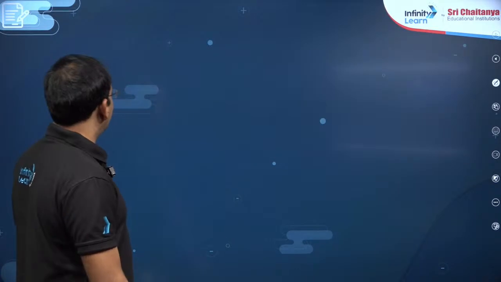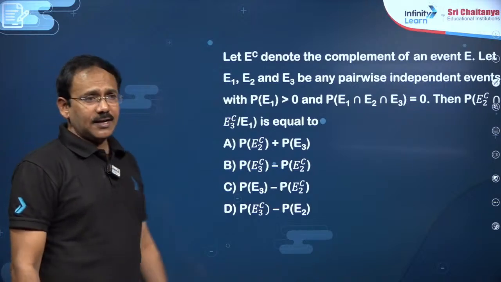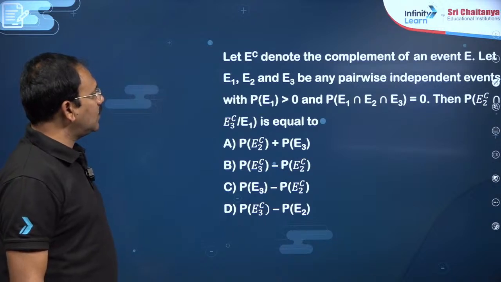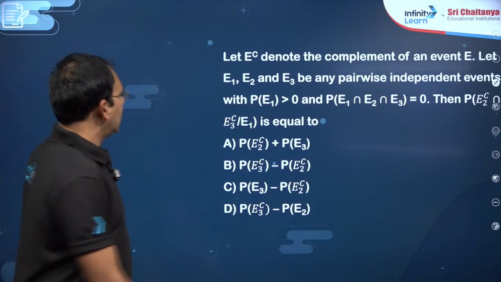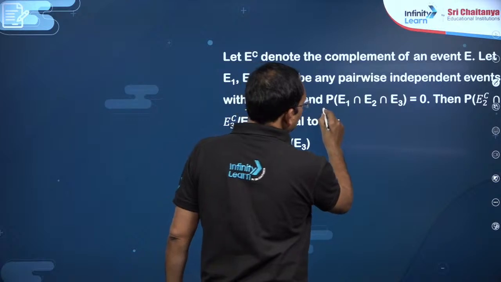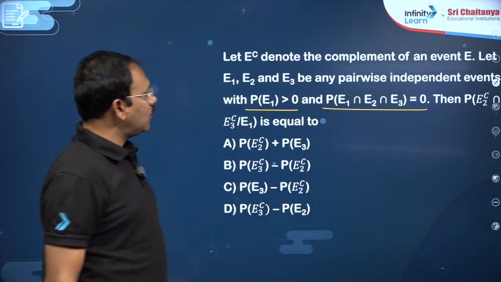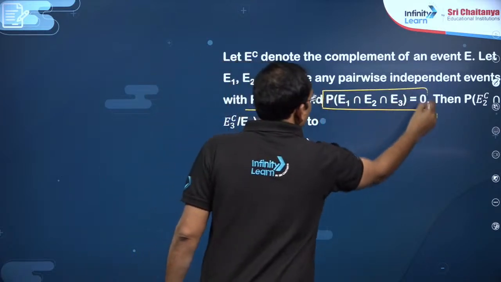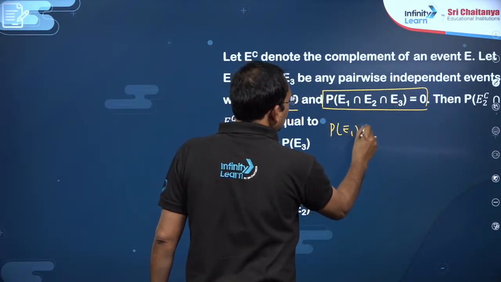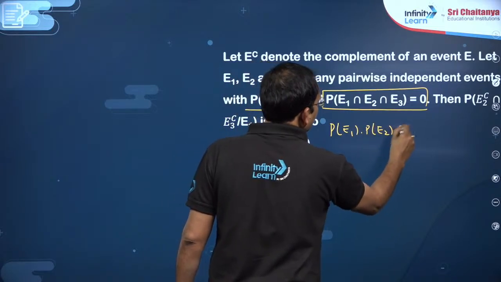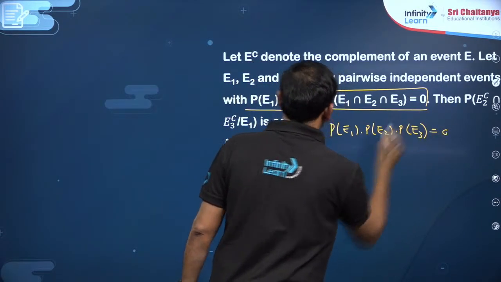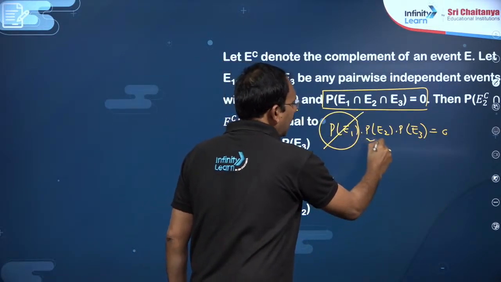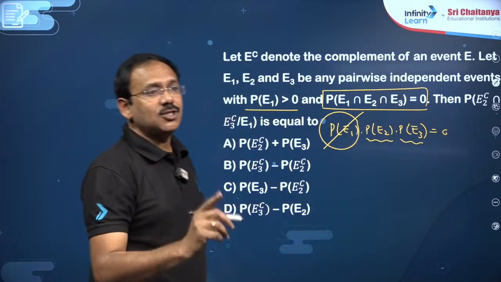That's it. The next, my dear friends. Yeah, similar kind of questions here. You see, let E complement denote the complement of an event E. E1, E2, E3 are pairwise independent events. P of E1 is obviously not 0. P of E1 into P of E2 into P of E3, because he said they are pairwise independent events. So you can write this as P of E1 into P of E2 into P of E3. This product must be 0. And P of E1 is positive, that means this cannot be 0. So either E2 or E3 must be 0, my dear friends.